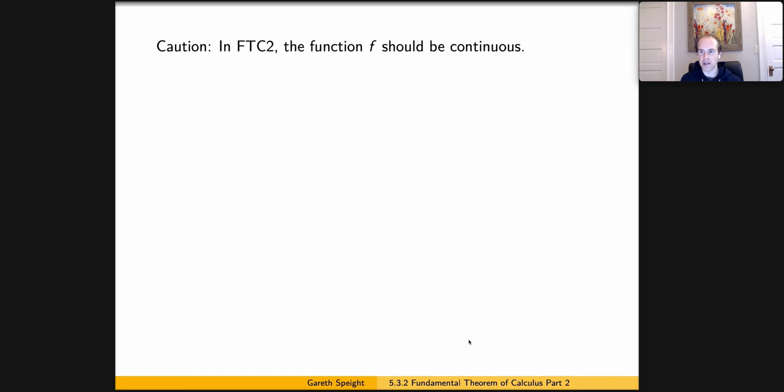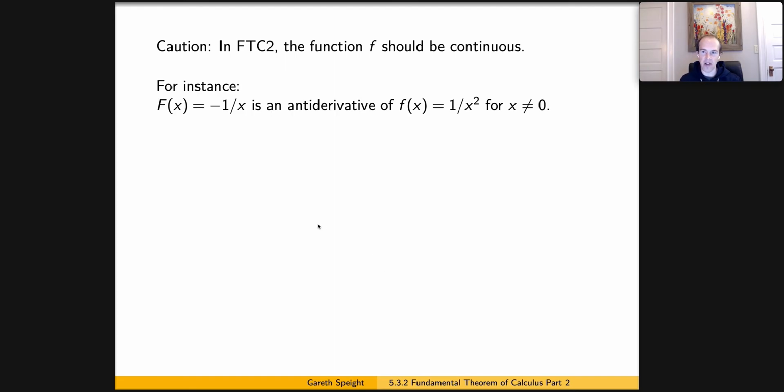Okay, next up, let me caution you that fundamental theorem of calculus part 2 works great when the function is continuous and everything is good, but it may not work if the function is not continuous. So do be careful and check the function is continuous, especially because later we're going to be studying improper integrals where we're going to see functions that are not continuous. Maybe they have an asymptote somewhere.